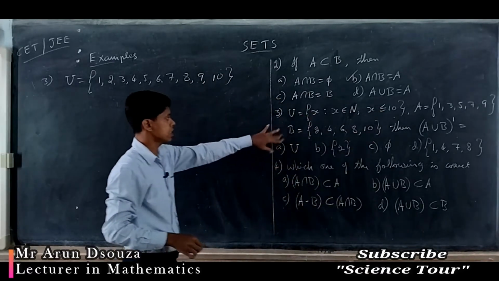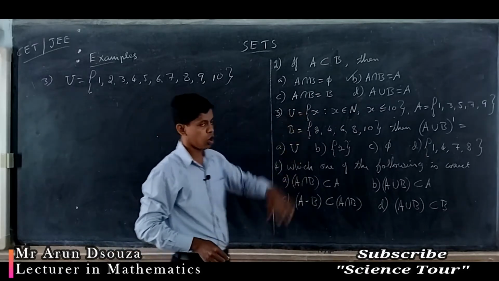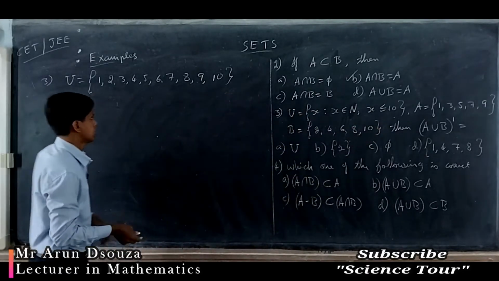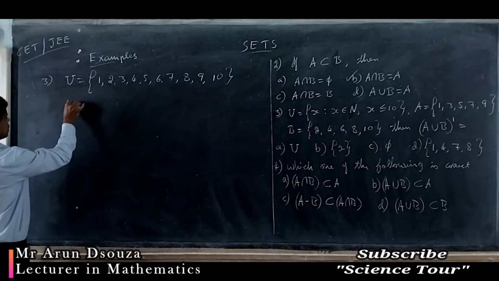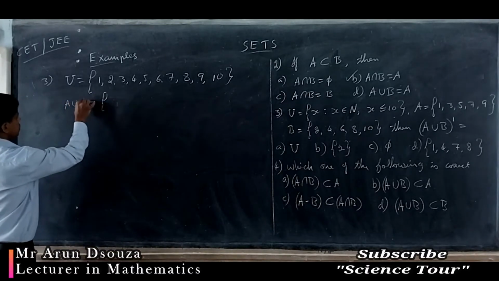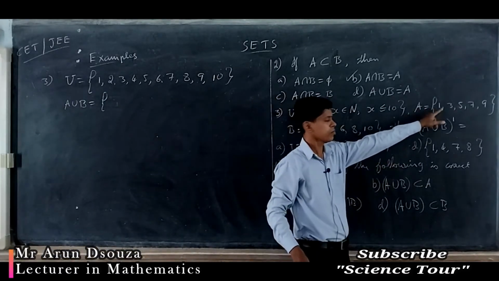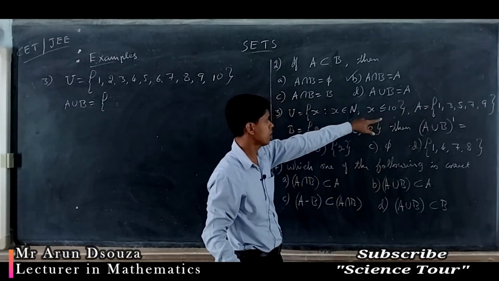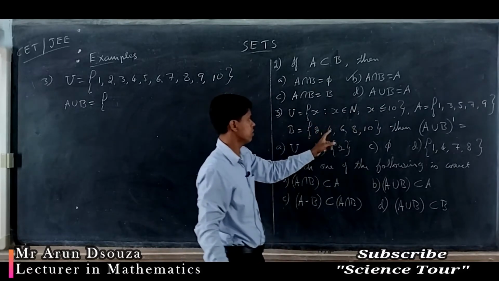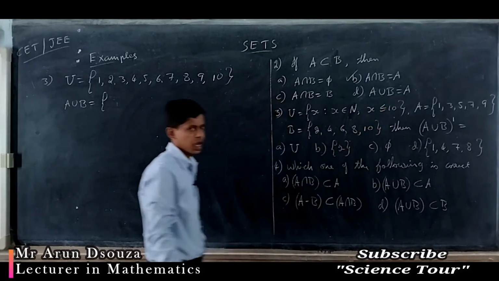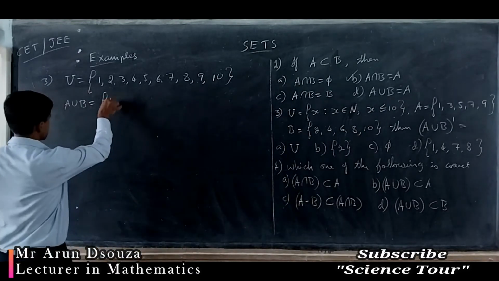The set A is there, B is there. A is all odd numbers, B is all even numbers. What is A union B whole dash? Let us find A union B now. Okay, so what is A union B? All the elements from A and B. Okay, A or B. So A 1, then 2, then 3, 4, 5, 6, 7, 8, 9, 10. You will have all the elements.